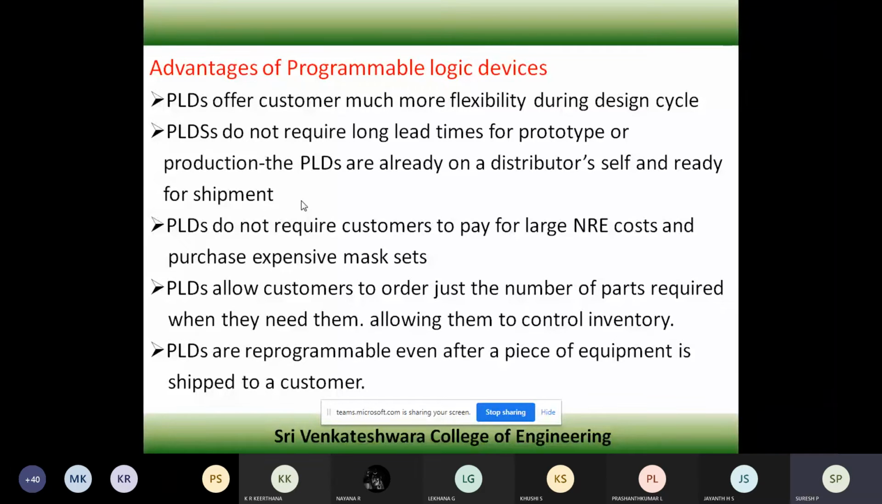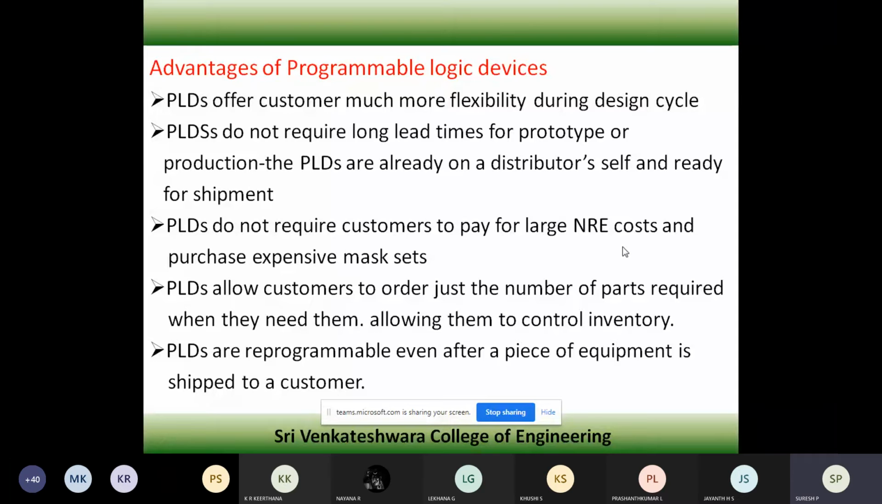Okay, so when you have less time to program, it will obviously take little time to generate the prototype. And it will always be available for distribution. So it does not require customers to pay a large non-recurring cost. Okay, what do you mean by that?